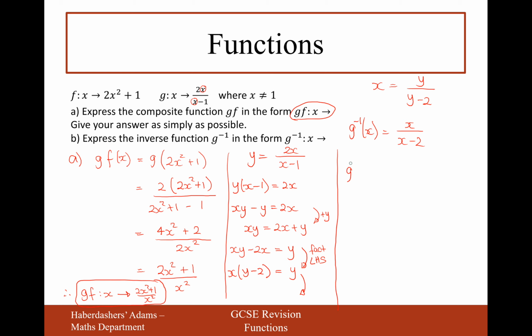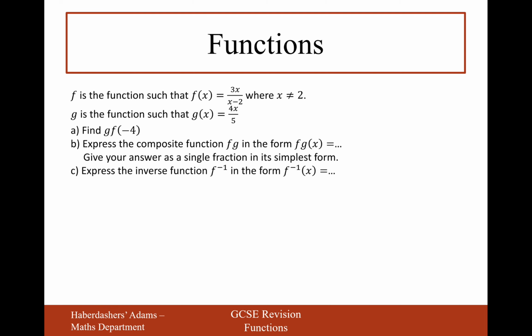And I'd write this in the correct form that it's asking for in the question. G inverse colon x sends it to x over x minus 2. So this answer here is the correct answer in the correct form that it was looking for in the question. Okay, let's move on to the next one. Pause the video and give this question a go.